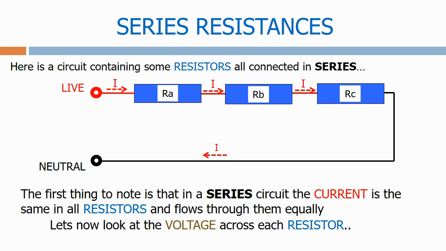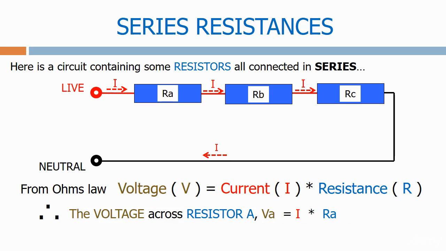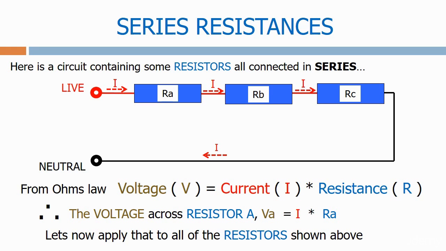Let's now look at the voltage across each resistor. From Ohm's law, voltage equals current times by resistance. Therefore, the voltage across resistor A, VA, equals I times RA. Let's now apply that to all the resistors shown above. So we have voltage A across RA, voltage B across RB, and voltage C across RC.